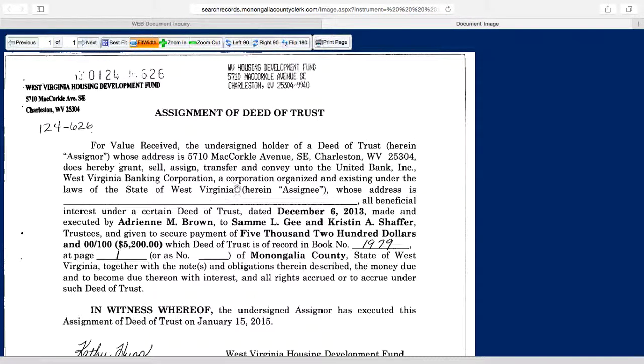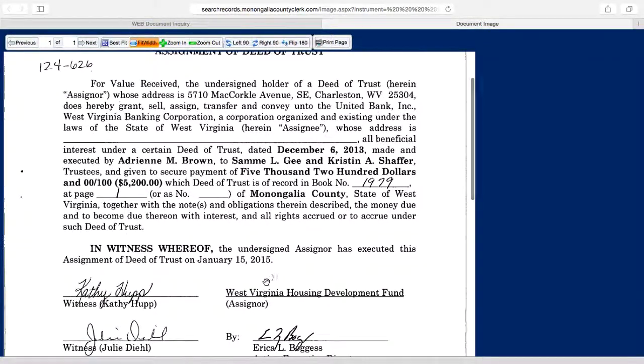And the second assignment is where the West Virginia Housing Development Fund, as the assignor, assigned their interest in this $5,200 to United Bank. So that's very, very interesting that this happened. So now she owes the $147,000 to West Virginia Housing Development Fund instead of WesBanco, but she no longer owes them the $5,200. She owes that to United Bank.